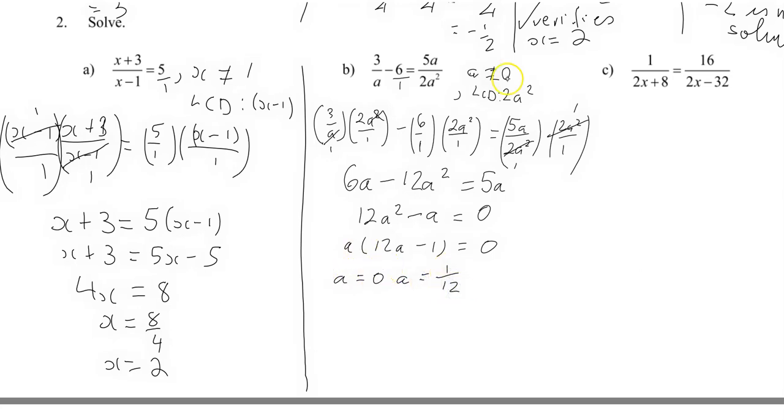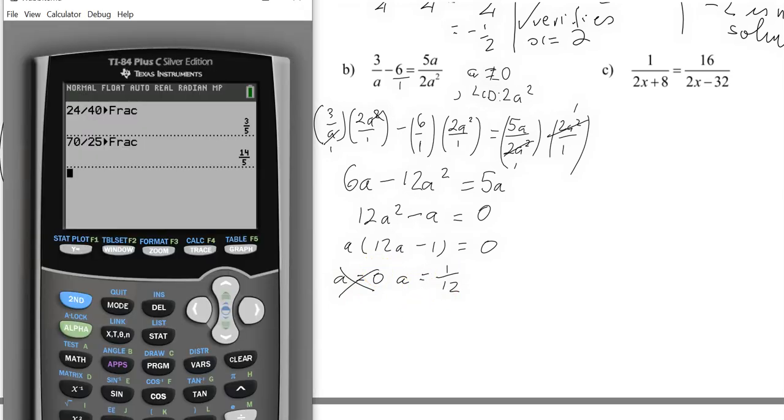Now, the a is 0, that's a restriction, so we need to show it. We need to show that, hey, we solved this, and one of our solutions is a equals 0. And then we need to reject it, so we just take it out. So I'm thinking a is 1/12. Let's pull up our calculator, and we'll verify.